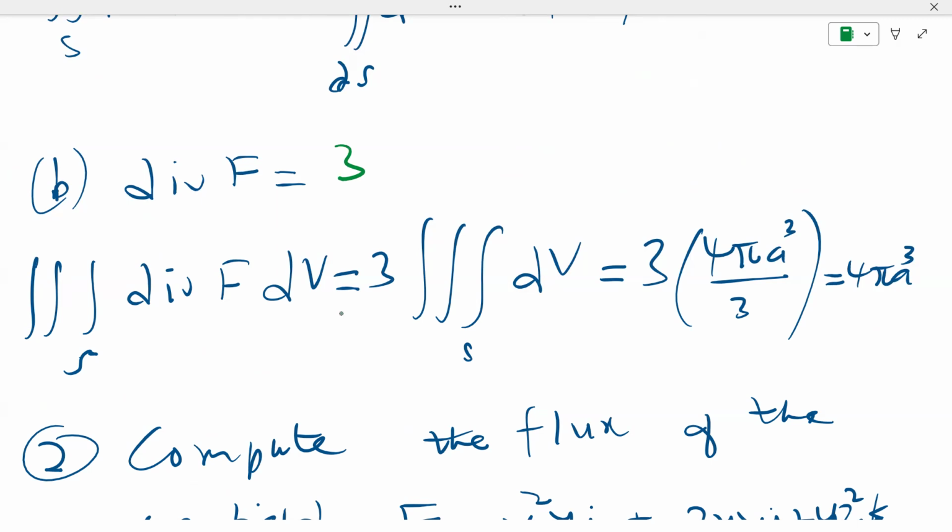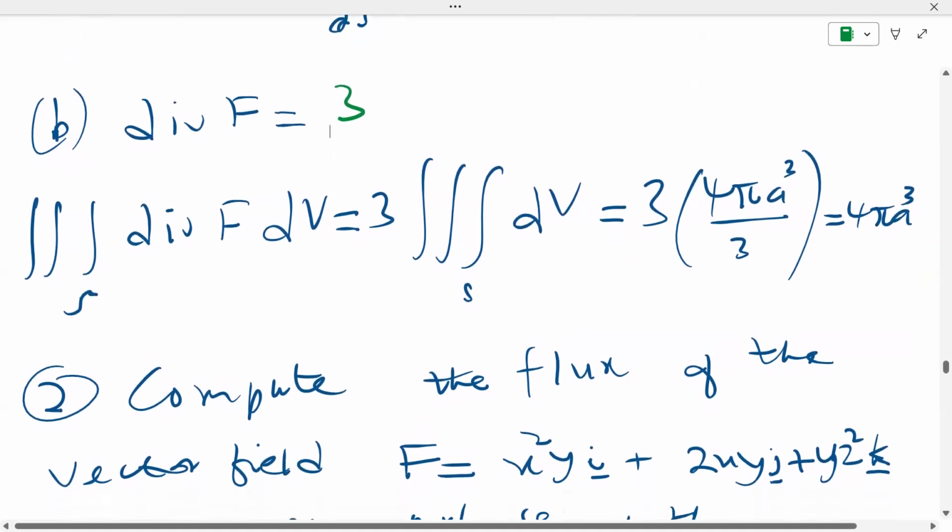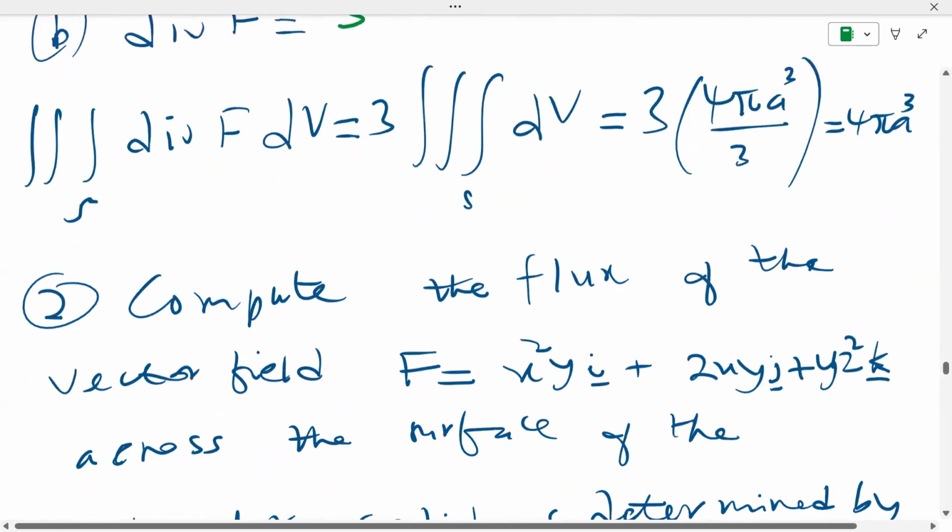Now that we've gotten our 3, we have our triple integral over S of dV. We want to remember that we're actually dealing with the volume. So straight away, we get our value here, and when we simplify, we get 4 pi a cubed. We've been able to use that to compute the value that we are interested in.